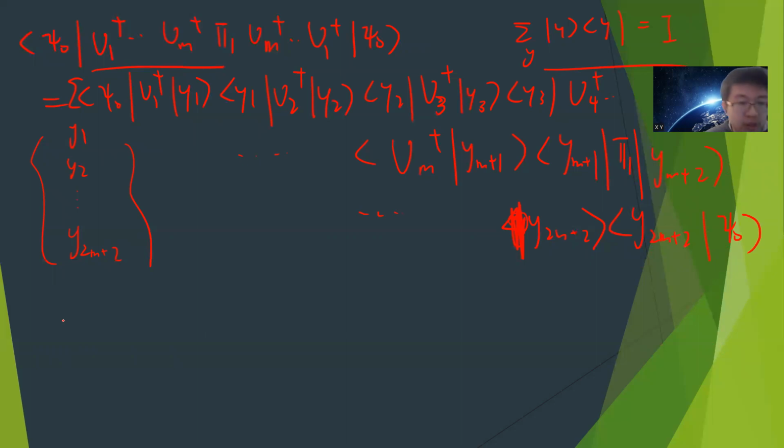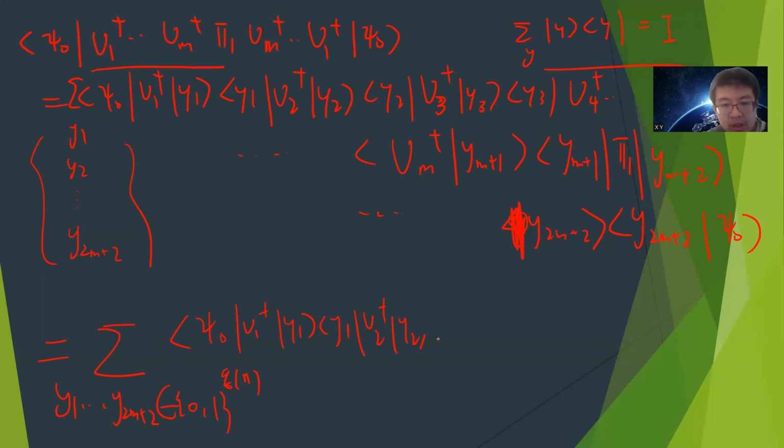Okay, so this means your result can be written as a sum over y_1 up to y_{2n+2}, where each of them belongs to the set of 0, 1 bit strings of length q of n. These are all the small results. So it's y_2, U_3, y_3, and then y_3, U_4, y_4, keep going, and finally y_{2n+2} and y_{2n+2} psi 0. And then there's the previous part here.